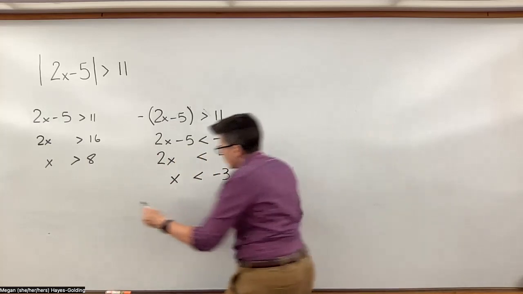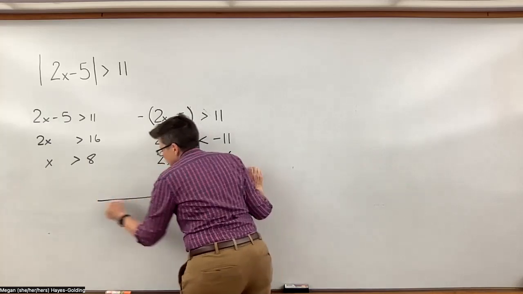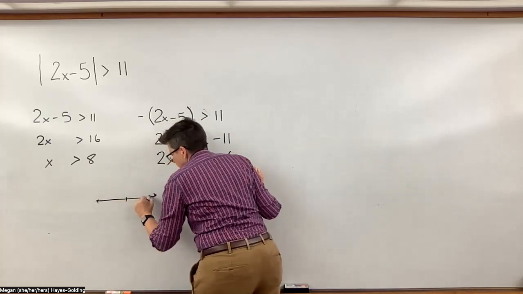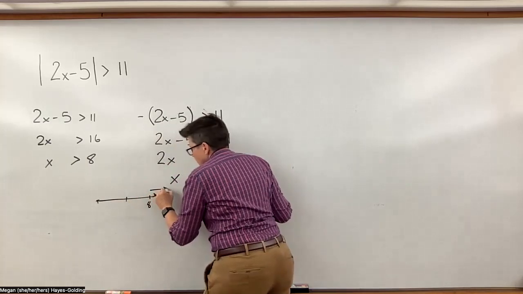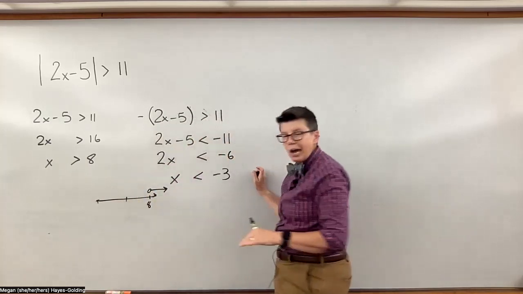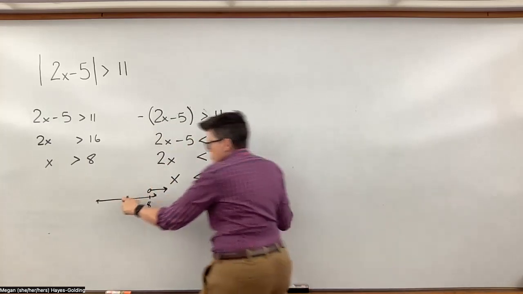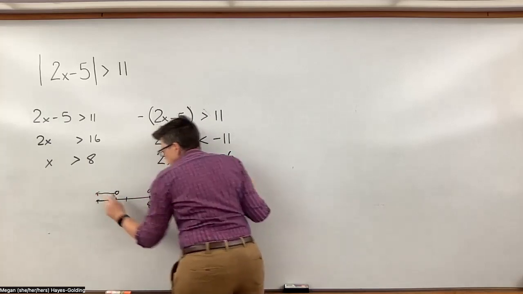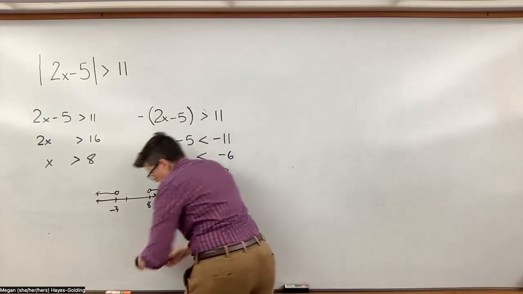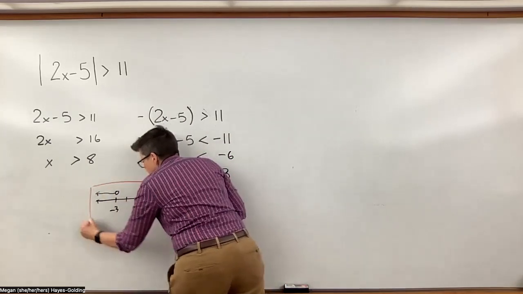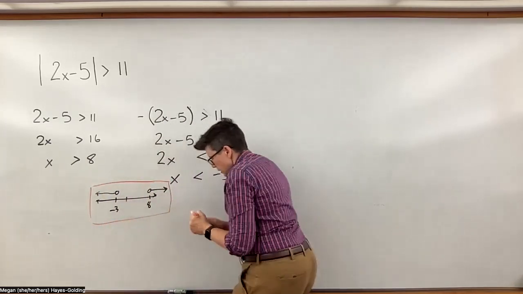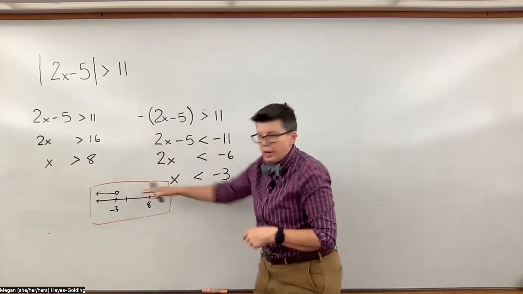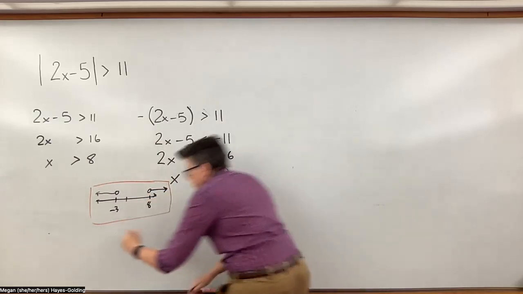Now to visualize that, I'm a big fan of the number line. All the solutions there, not including 8. And then all the solutions down here below -3. There's one way of visualizing. Answering this in interval notation, I think this picture makes it easier to see.